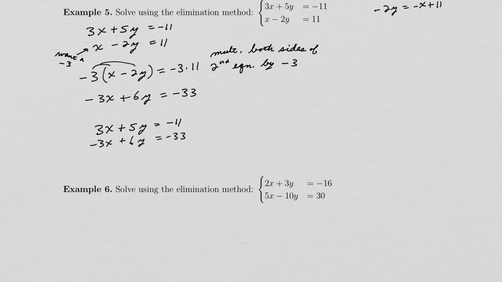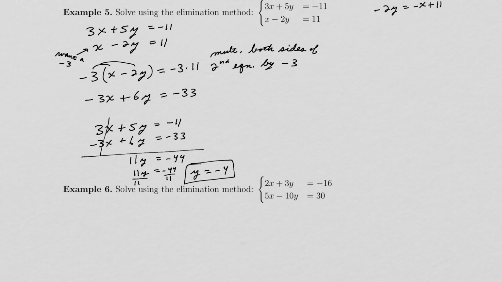Okay, again, why did I do that? Because now, look, if I add these, 3x plus negative 3x, that's gone. 5y plus 6y is 11y. And then negative 11 plus negative 33 is negative 44. Now I can solve this for y, right? It's just one equation in terms of y. So to get y, I'm running out of room here. I think I can squeeze it in. I'm going to divide both sides by 11, and I'm going to have y is equal to negative 44 divided by 11, which is negative 4, right? So y is negative 4.